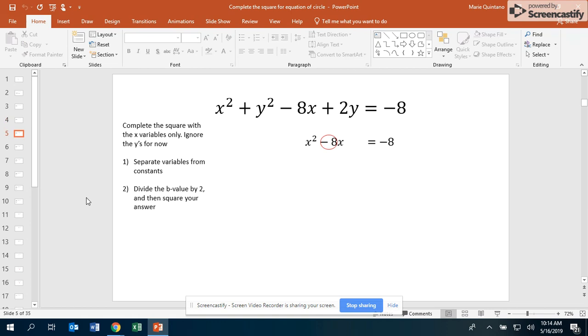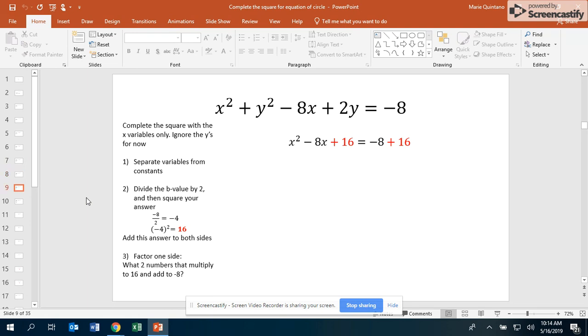I want to take my b term, the value attached to the x, divide it by 2, and then square it. So that's going to look like negative 8 over 2 is negative 4. Negative 4 squared is 16. That 16 I want to add to both sides. That's going to allow me to trick the equation into becoming factorable. I can come up with two numbers that multiply to 16 and add to negative 8. It's negative 4 and negative 4.